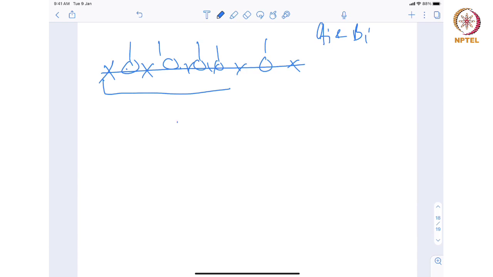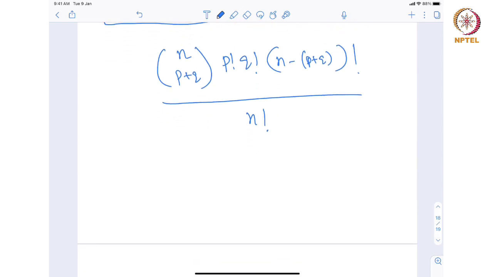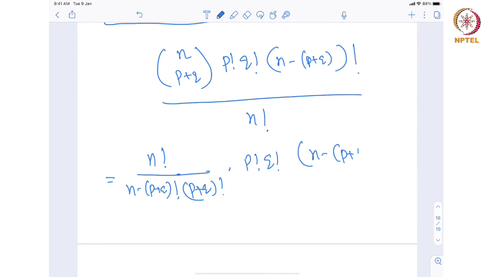So what are we going to get? N choose p plus q, p factorial, q factorial, n minus p plus q factorial divided by n factorial. Okay. So if you do some amount of computation, which I am not very great at, but I could try, n factorial from here, this is n minus p plus q factorial, and p plus q factorial times p factorial times q factorial times n minus p plus q factorial divided by n factorial.